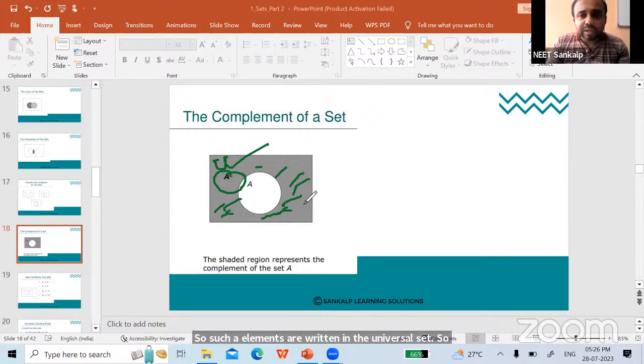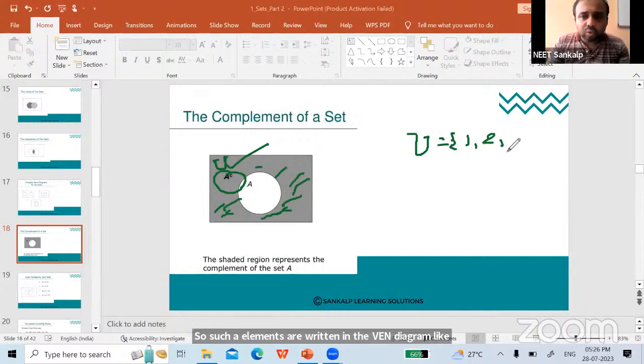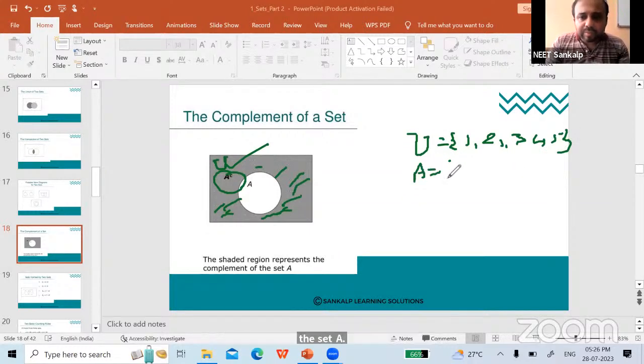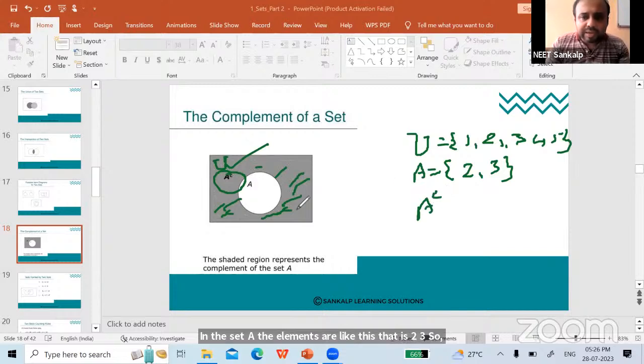For example, in the universal set I will write 1, 2, 3, 4 and 5. Now, in the set A the elements are like this, that is 2, 3. So A complement can be written like this way. That is what?